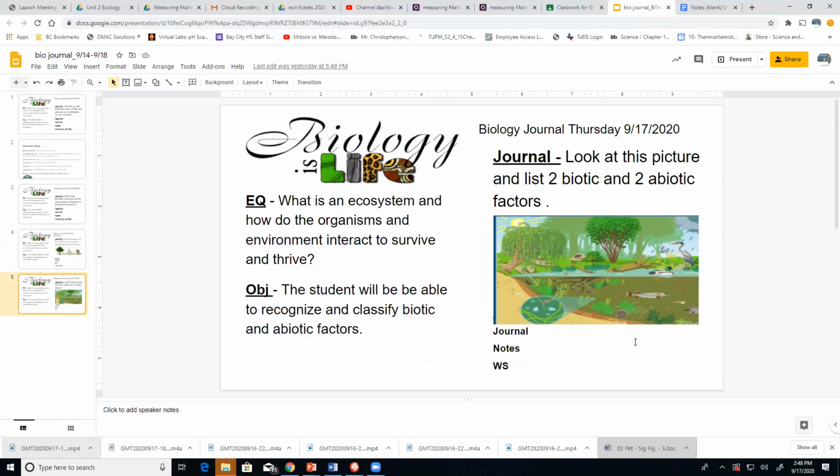All right, Aaliyah. So this picture, if you can see it, you can pick any two things that are biotic. Remember, biotic means living. And then any two things that are abiotic. Just make sure you list them as whether they're biotic or abiotic.